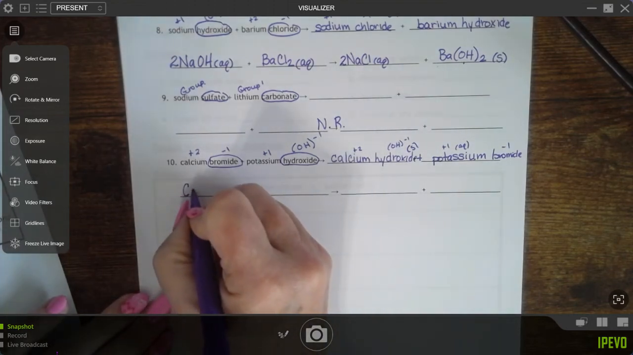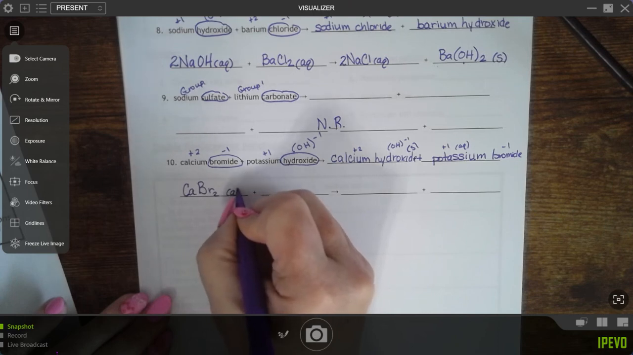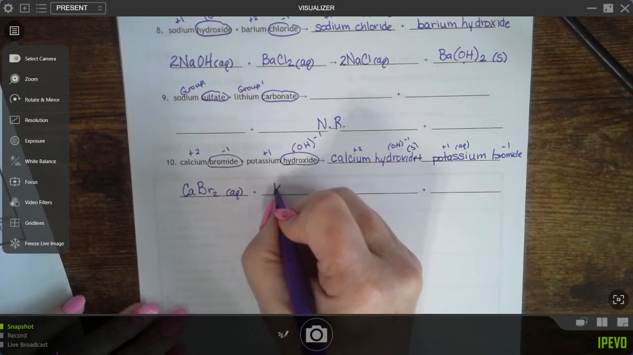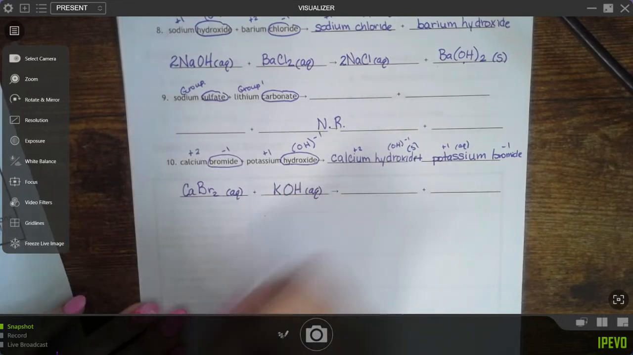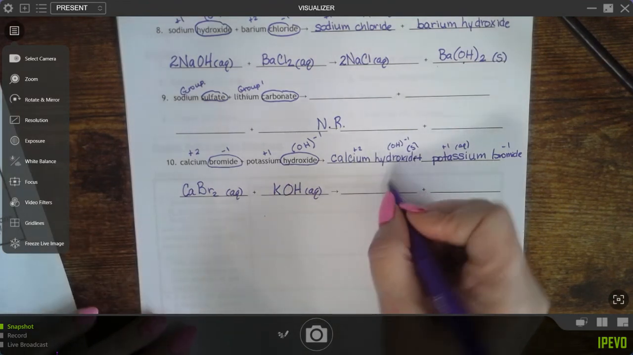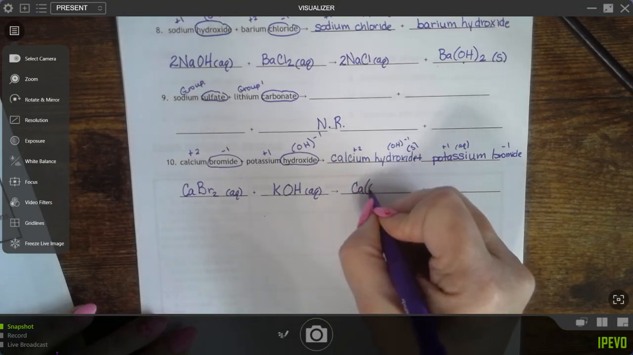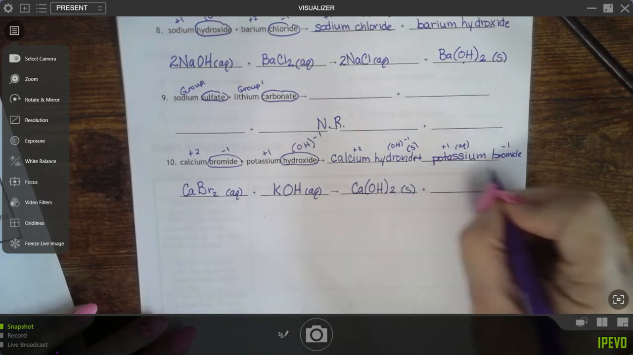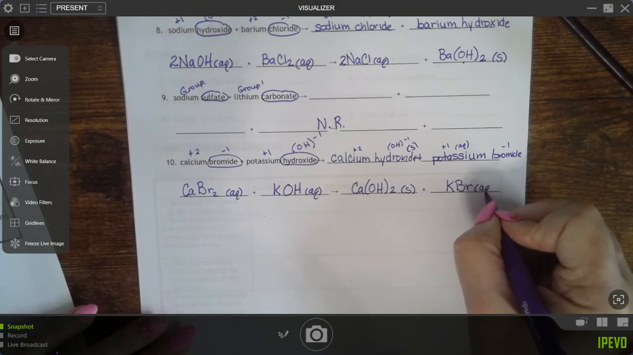We end up with CaBr2. Remember, our reactants are always aqueous. And potassium hydroxide, KOH, aqueous. All right. And then we have calcium hydroxide, Ca(OH)2, and this is our solid, and KBr, and that is aqueous.